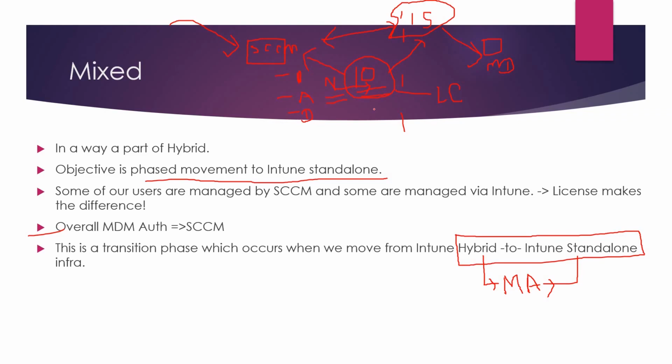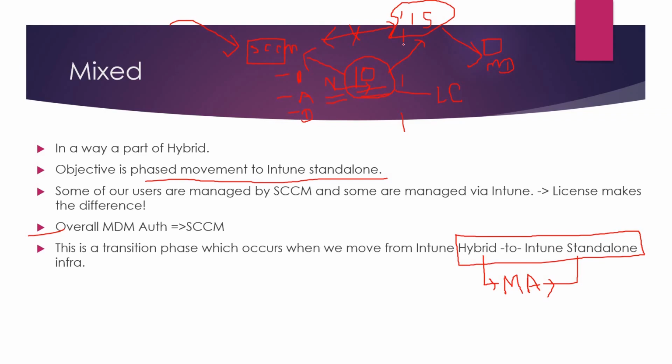So for this, as I said, we had to make use of something called the importer tool, which we have to run. For some users, the MDM authority would be Intune. That is for these 10 users, and for the rest of the users, the MDM authority would be SCCM. The overall MDM authority was still SCCM. What we would finally do was break this trust between SCCM and Intune, so that all the end users are now reporting to the Intune service, and then we would change the MDM authority of the tenant to Intune.